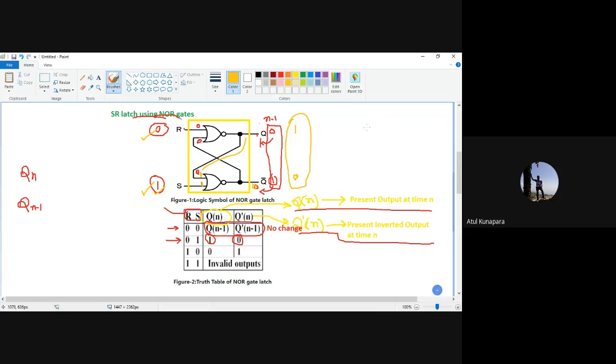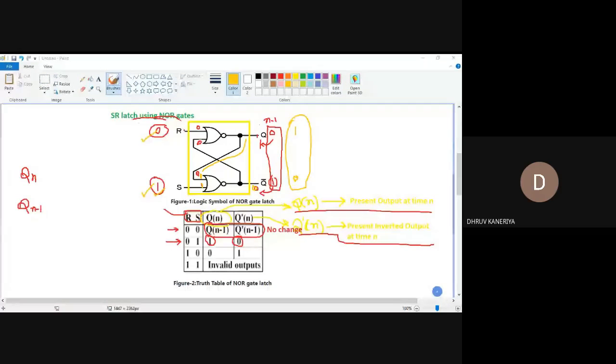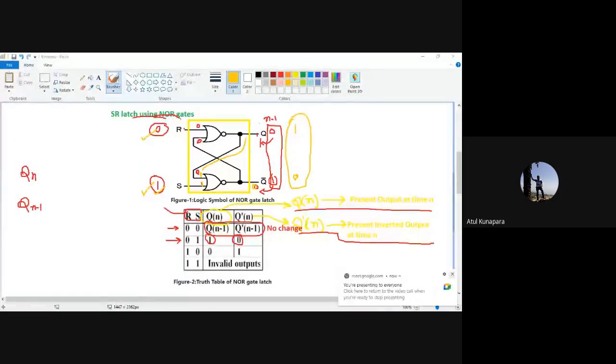Now, am I making this clear to all or not? No, sir. Can you explain? Hello. Yeah, bro. Can you just let me know what you are getting? For inverted Q, the 0 1 condition.